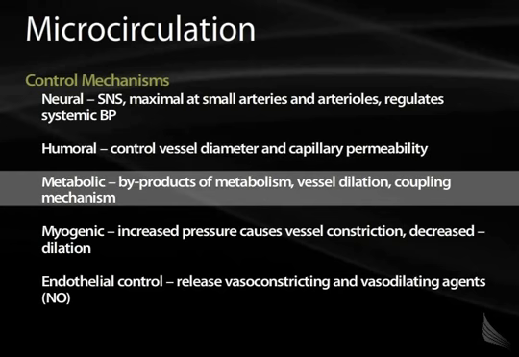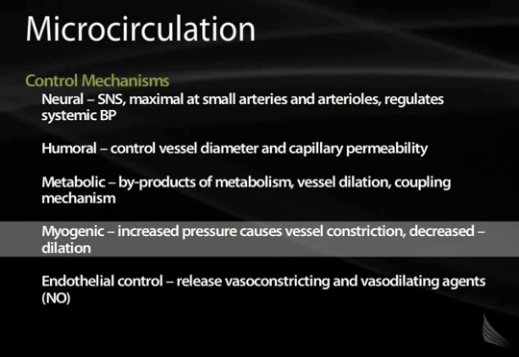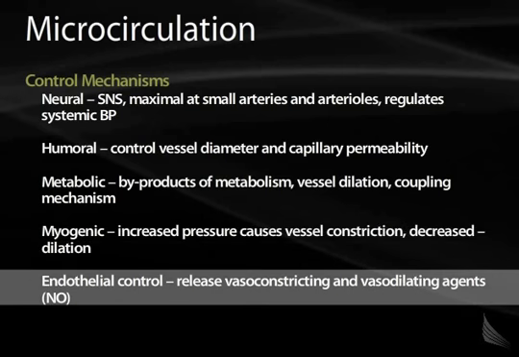Metabolic control mechanisms, such as adenosine, are byproducts of metabolism and can cause vessel dilation, especially in coronary arteries. Myogenic control mechanisms rely on increased pressure around the capillary, which causes vessel constriction. Decreased myogenic control mechanisms around a blood vessel can cause dilation. The endothelium is also very important for causing changes to the microcirculation, especially with regard to nitric oxide.